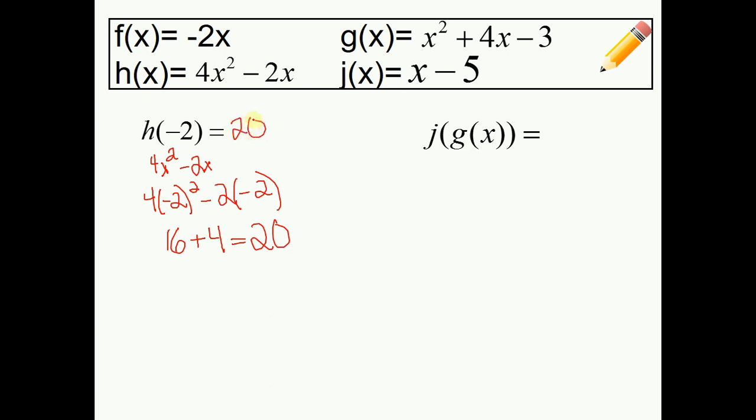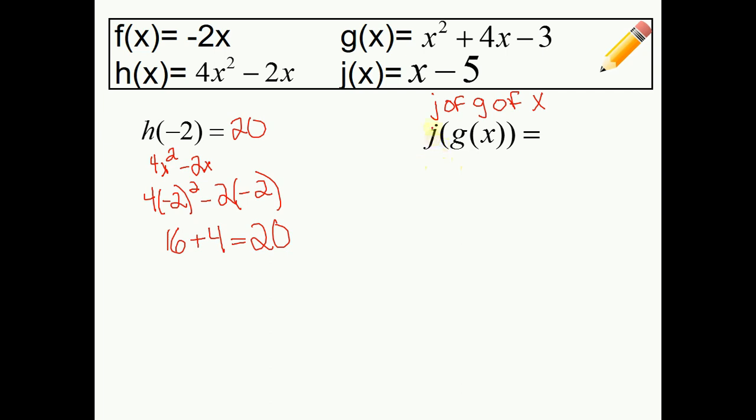So if I substitute negative 2 into h, I am going to get a value of 20. Let's try another composition. j of g of x. That's ultimately what we're saying right there. Now, what does that mean? That means whenever I see an x in j, I'm going to put g in that spot.